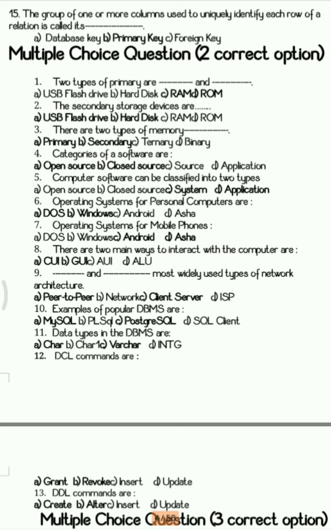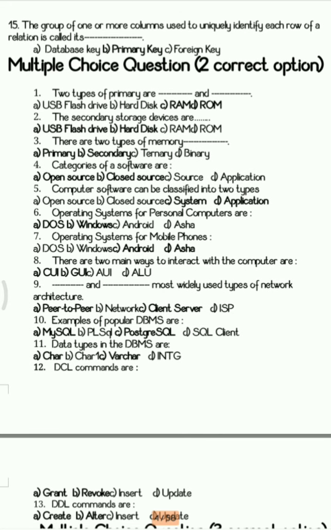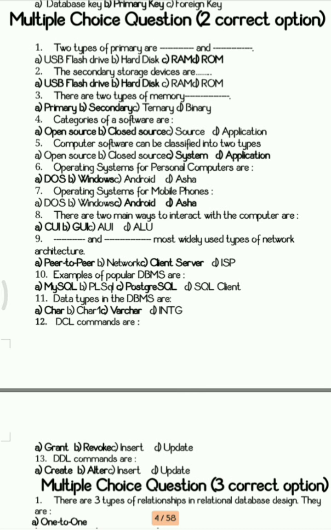Computer software can be classified into two types. One is system and second is application. Next, operating systems for personal computers are DOS and Windows. Next, operating systems for mobile phones are Android and Asha. Next, there are two main ways to interact with the computer. Those are CUI and GUI. Then next, dash and dash are the most widely used types of network architecture. One is client-server and second is peer-to-peer.